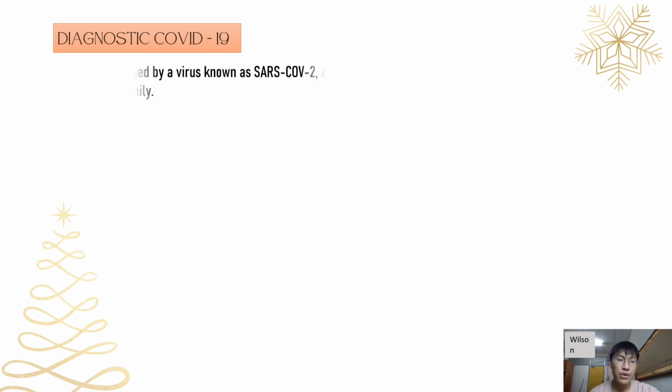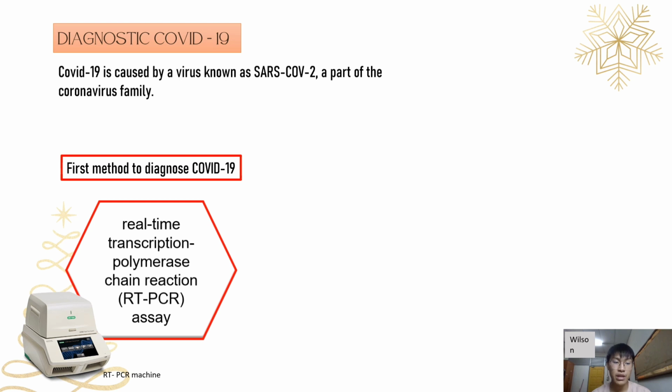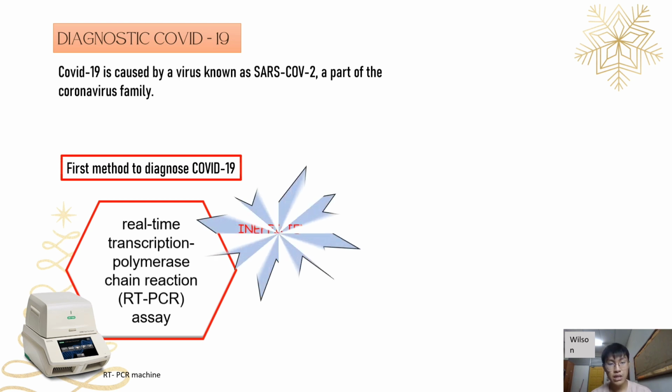COVID-19 is caused by a virus known as SARS-CoV-2, a part of the coronavirus, and this is proved by the WHO, which is the World Health Organization. When COVID-19 first broke out in Wuhan, China, the first method they used to diagnose COVID-19 was the real-time reverse transcription polymerase chain reaction assay, which is known as the RT-PCR, and you can see that the RT-PCR machine is right there. However, this method is considered inefficient.